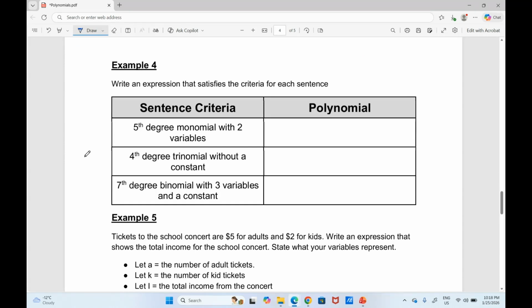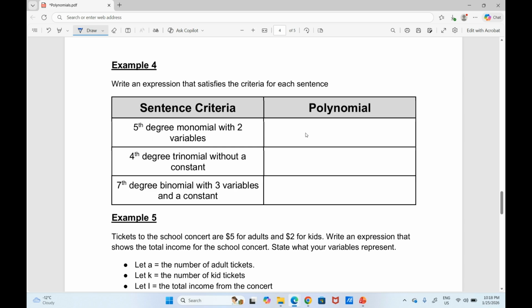Now let's go over some more examples. So I'm going to write an expression that satisfies the criteria for each sentence. So here it says a fifth degree monomial with 2 variables. So a monomial means I only have one term. So let's just write something with one term, and I have 2 variables, and the degree is 5.